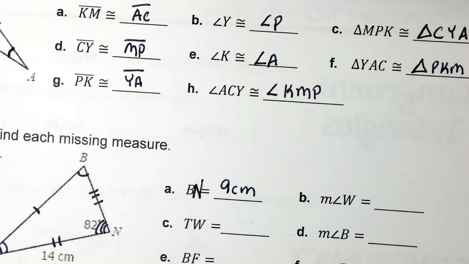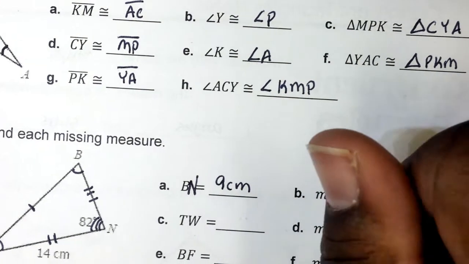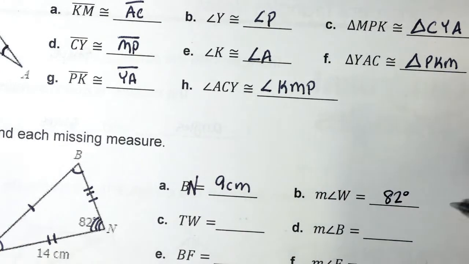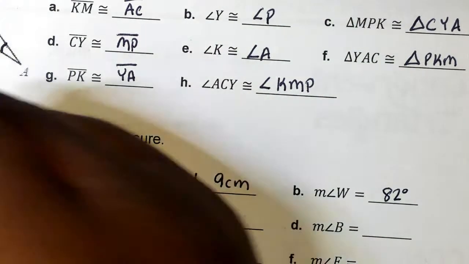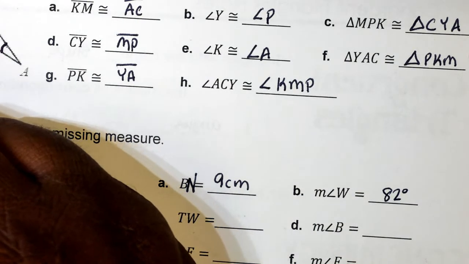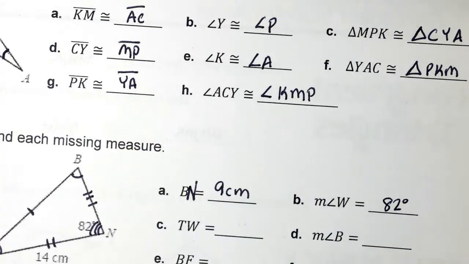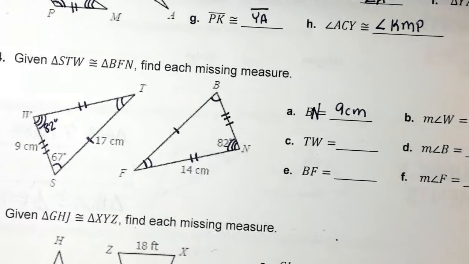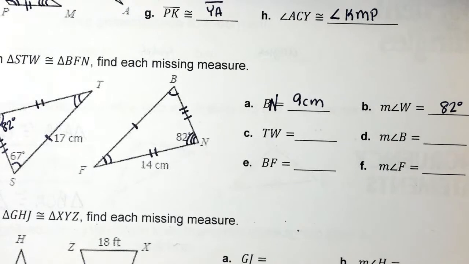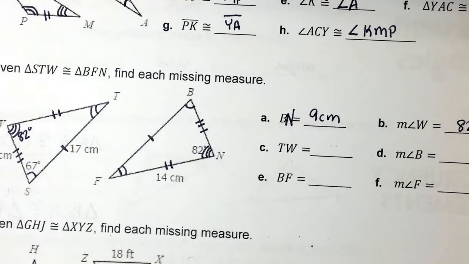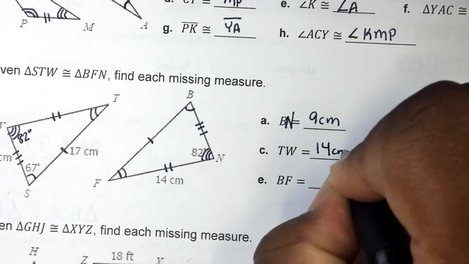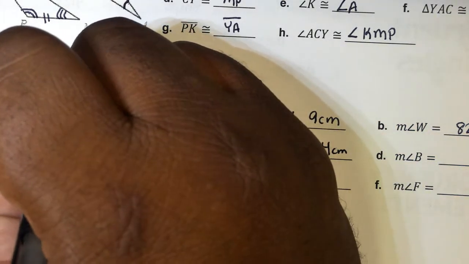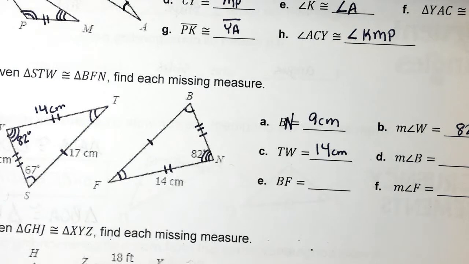Angle W. Angle W, bro. 82 degrees. Yeah, it's values on this one. But then you got a congruent sign. Alright, TW. Let me zoom out. You said TW what? 14? Whenever I answer something, I fill it into a triangle. It helps.